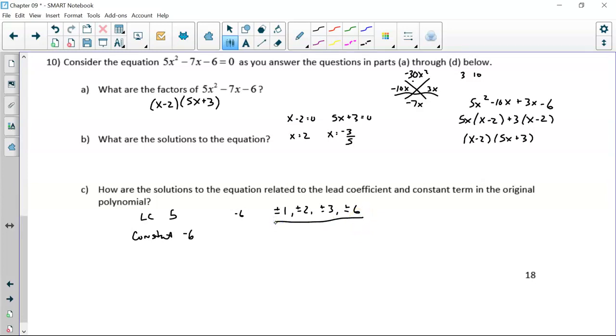And my leading coefficient is 5. So that's just 1 times 5. So it could be a positive 1 and a positive 5, or a negative 1 and a negative 5. Now, if I divide them all by 1, 1 divided by 1 is 1. 2 divided by 1 is 2. 3 divided by 1 is 3. 6 divided by 1 is 6.